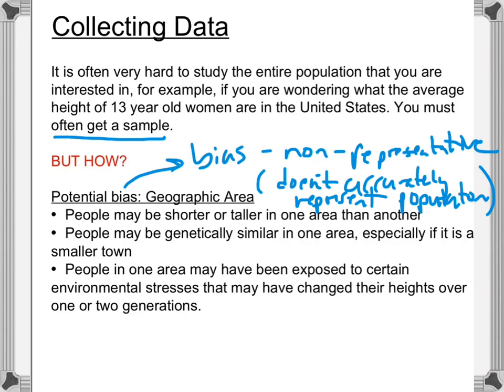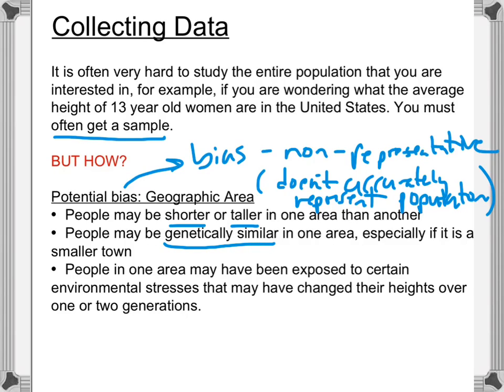Okay, so for instance, if you collect information about just one geographic area, so let's say, okay, I just want to study the 13-year-old females in this school. So we're all generally from a certain area of Brooklyn. Now, that geographic area might represent a sort of bias. So people might be taller or shorter in an area than another area. It might be genetically similar.